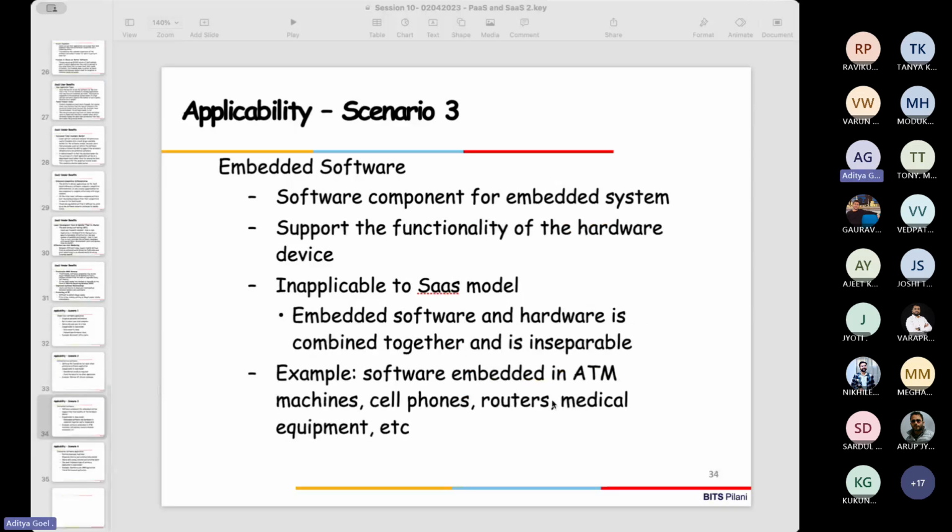Now we have embedded software. Here the firmware is perfectly embedded into the hardware device. So this is also applicable to the SaaS models. The software which is embedded in an ATM or in cell phones or a router, right? That is what is being used over here.